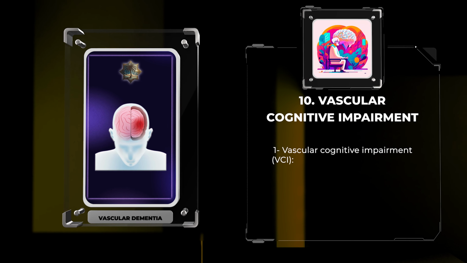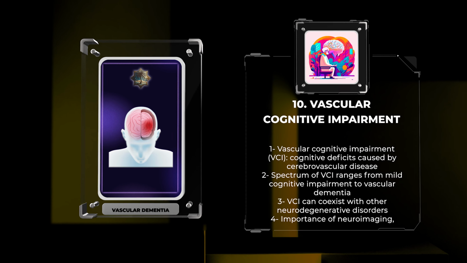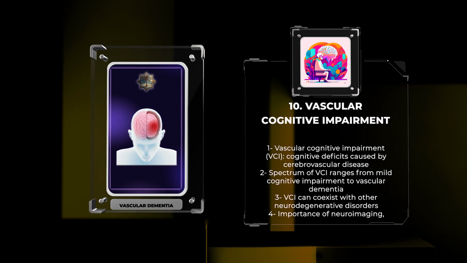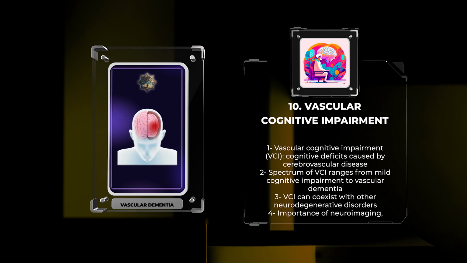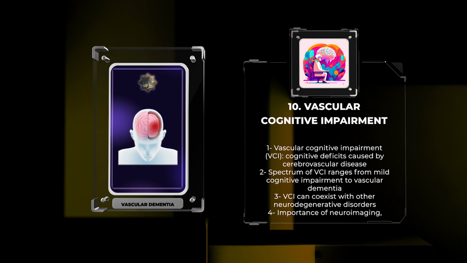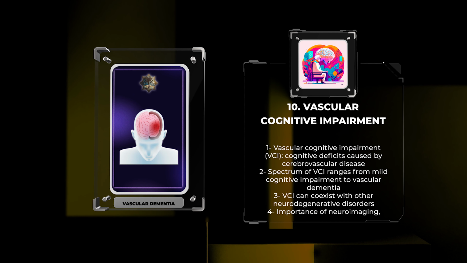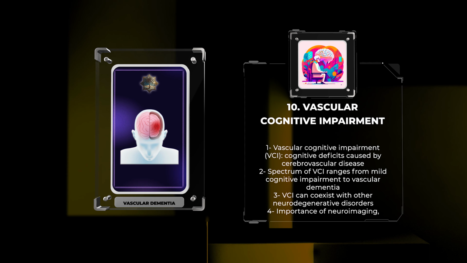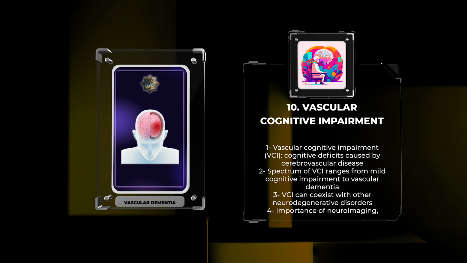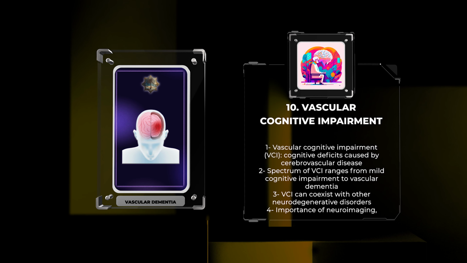Vascular cognitive impairment, VCI, refers to cognitive deficits caused by cerebrovascular disease, either as a result of large infarcts or chronic cerebral hypoperfusion. The spectrum of VCI ranges from mild cognitive impairment to vascular dementia. VCI can coexist with other neurodegenerative disorders, such as Alzheimer's disease, further complicating the clinical presentation and management.